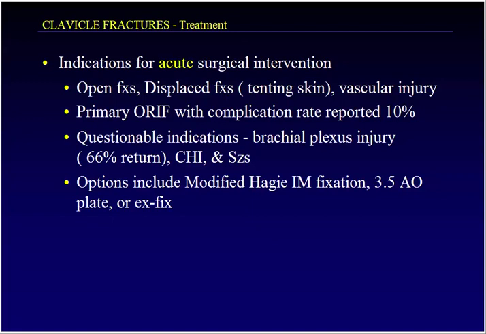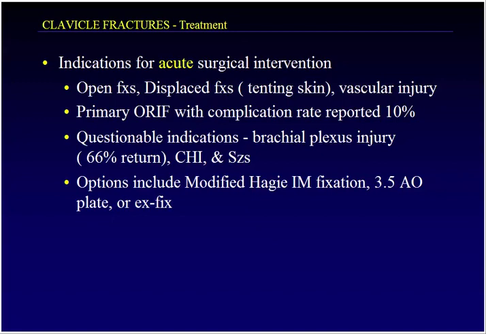A questionable indication for acute operative intervention would be a concomitant brachial plexus injury. The reason that's questionable is because two-thirds of patients that have clavicle fractures with brachial plexus injury will have return of brachial plexus function spontaneously. Also, sometimes you'll see listed patients that have closed head injuries or seizure disorders where immobilization of the clavicle is not really going to be possible. That may be a relative indication for surgical intervention.